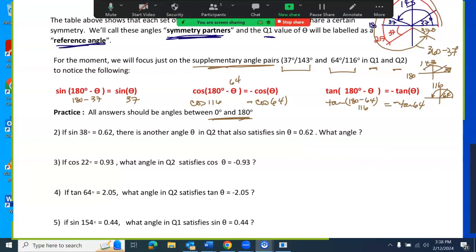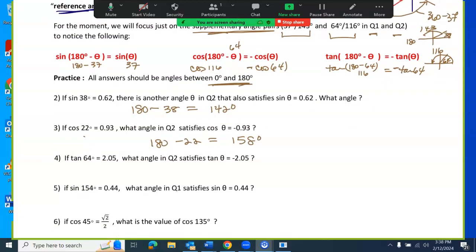If the sine of 38 is 0.62, there's another angle in quadrant 2 that also satisfies that the sine of that angle is 0.62. What is that other angle? 180 minus 38 equals what? 142. That will satisfy. Okay, the cosine of 22. What angle in quadrant 2 will have a cosine that's negative 0.93? Well, 180 minus 22, that angle will be 158. And you can check this on your calculator.